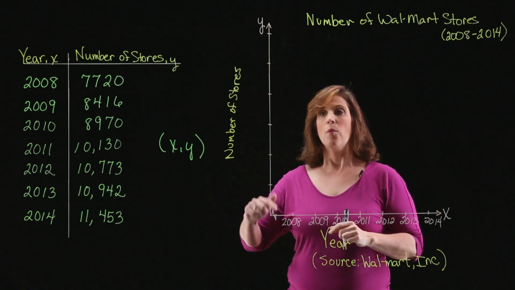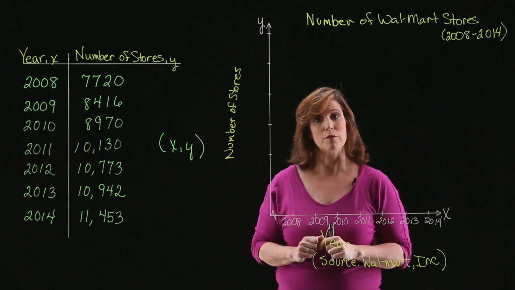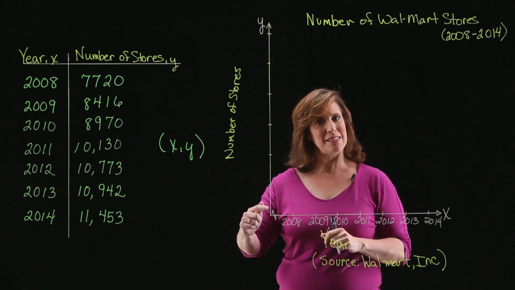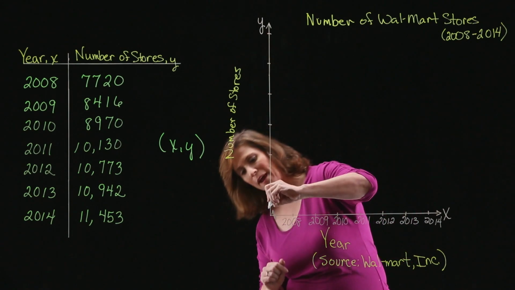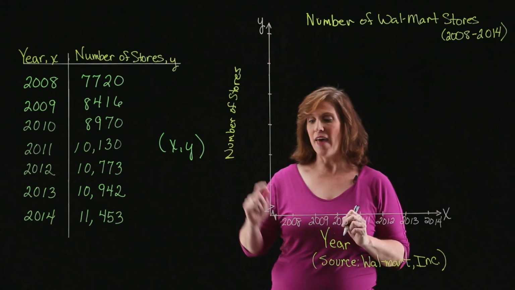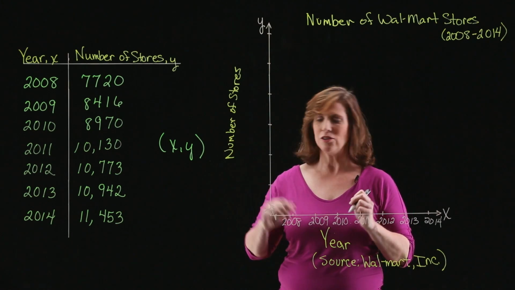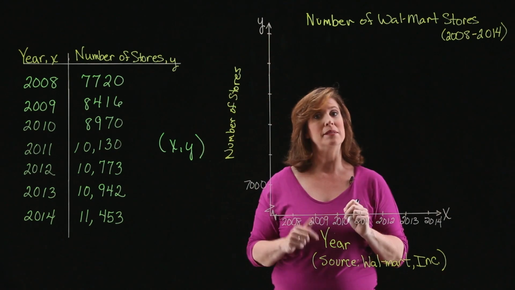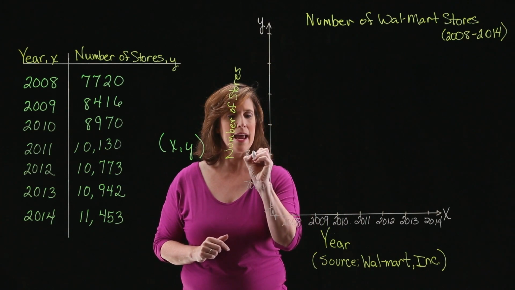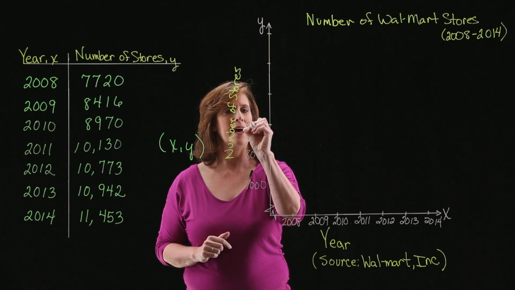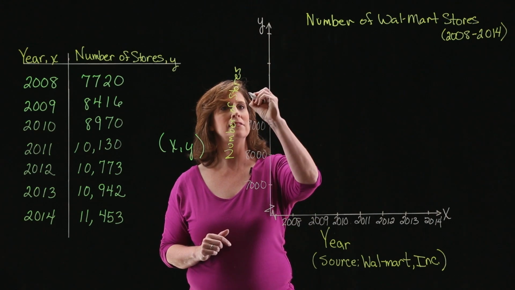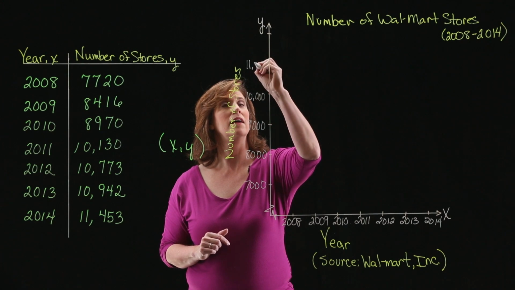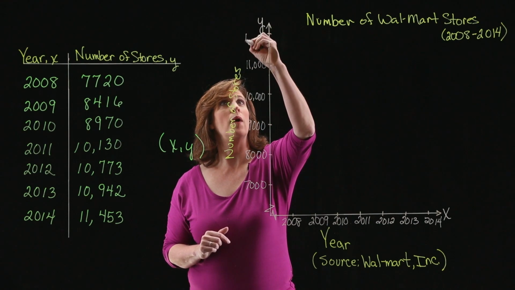In a similar way, when I look at my y-axis, which represents the number of stores, I'm starting at 7,700. So again, it doesn't make sense to start at 0, so I'm going to put a break in my graph. And then, this first mark, I'm going to choose to start at 7,000. And I'll go in increments of 1,000. So this is 7,000, 8,000, 9,000, 10,000, 11,000, and 12,000.